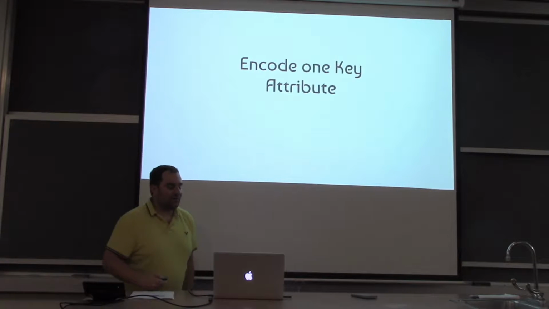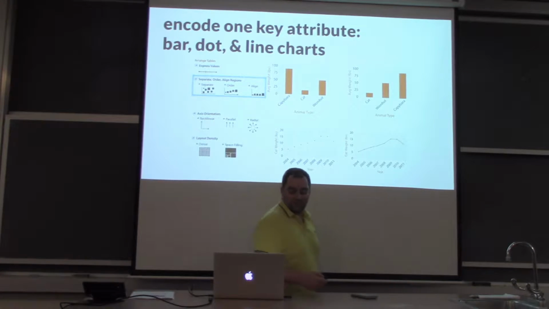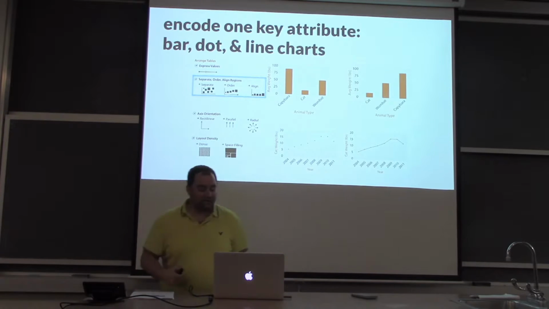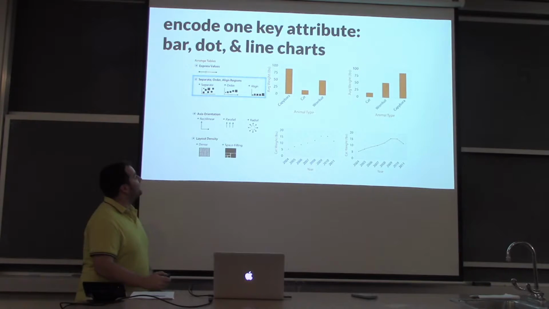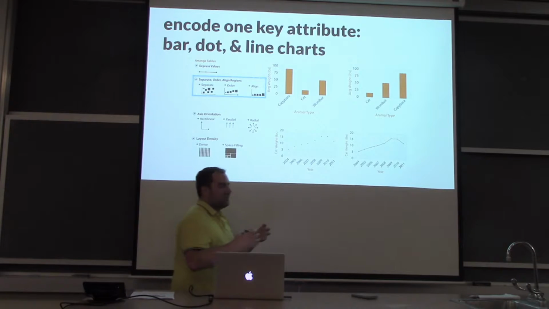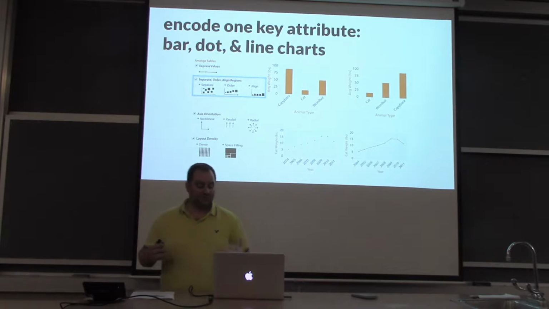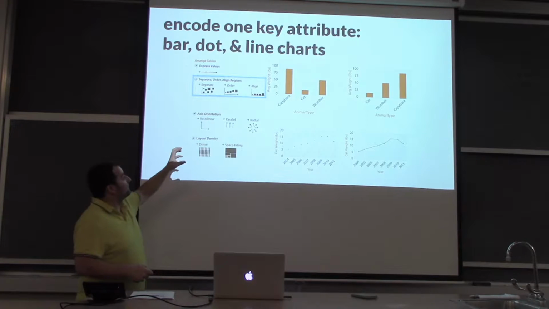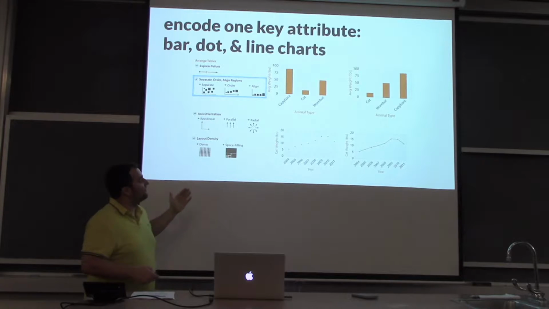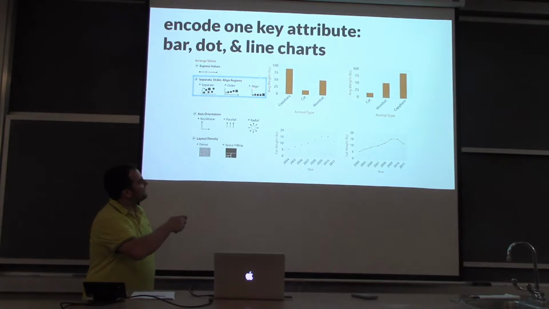Okay, so next we'll talk about encoding one key attribute. The thing to do here is, of course, bar, dot, and line charts. The first step is separating. We make a spatial choice about treating each of these keys in a distinct area, so that we could, for example, assign a random position that just doesn't overlap, and then we would have the separation. But we can also order them, for example, in a data-driven way, and then we can also align them.